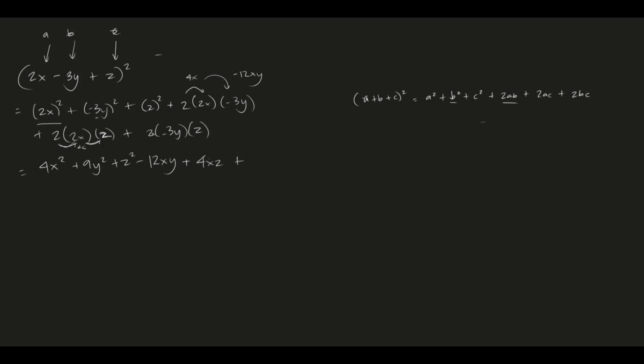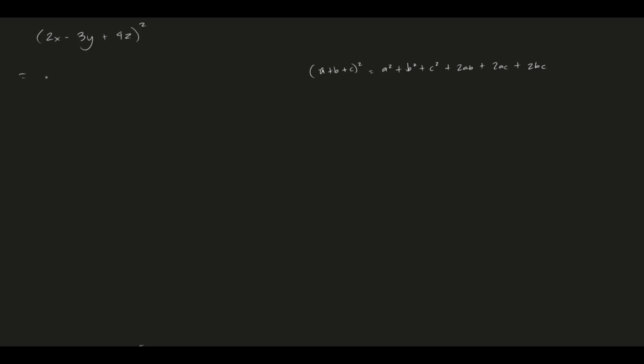And for the last one, we have 2 times -3y is -6y, and -6y times z is -6yz. So we have -6yz. So this will be your final answer.